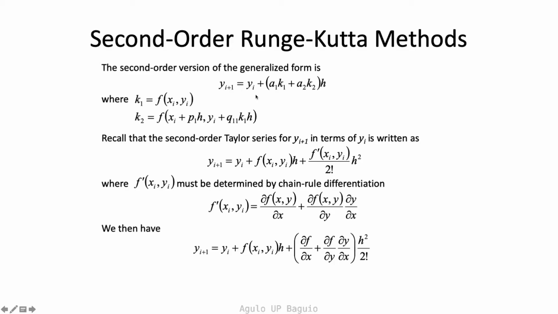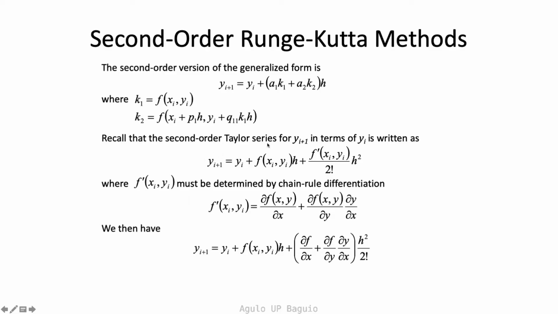So the second order version of the generalized form is y sub i plus 1 is equal to y sub i plus a1 k1 plus a2 k2 times h, where k1, as we've discussed before, is f of x sub i, y sub i, and k2 is equal to f of x sub i plus p1 h, y sub i plus q11 k1 h.